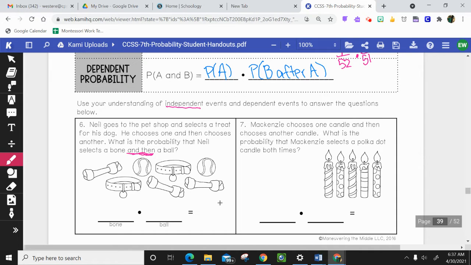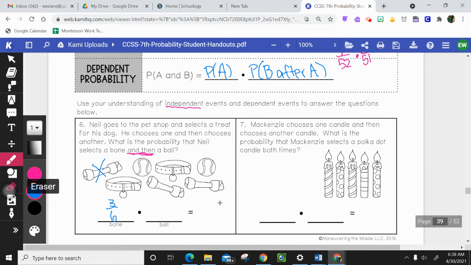So a bone. There's 1, 2, 3 bones. So my probability is 3 out of 6 for the bone. Now he keeps it, so that bone is gone now. So I have 1, 2, 3, 4, 5, 6. Oh, there were 7.